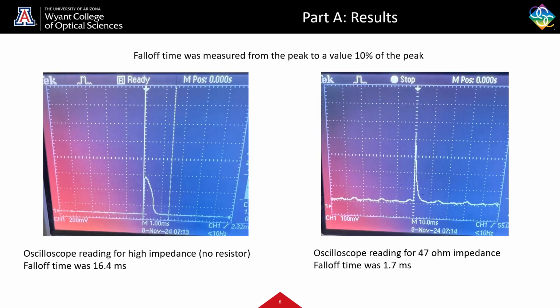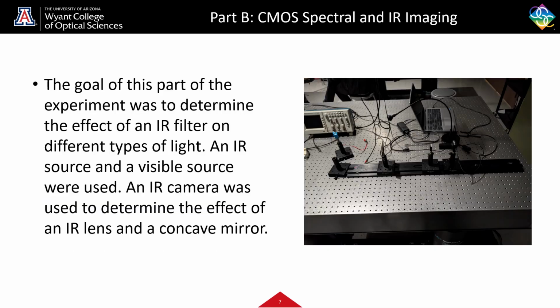These are the results for our PIN photodiode, where we measure the fall-off time from the peak to a value of 10% from the peak. Our first image is the oscilloscope reading for high impedance without the resistor. The fall-off time was about 16.4 milliseconds. And the second image is an oscilloscope reading for a 47 ohm impedance, where our fall-off time was lower, at 1.7 milliseconds.